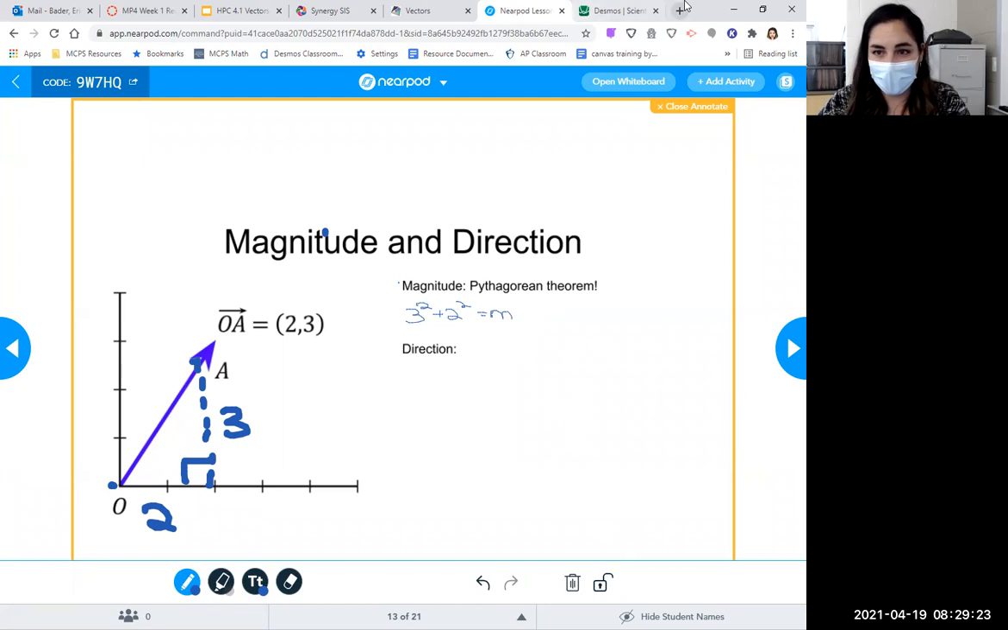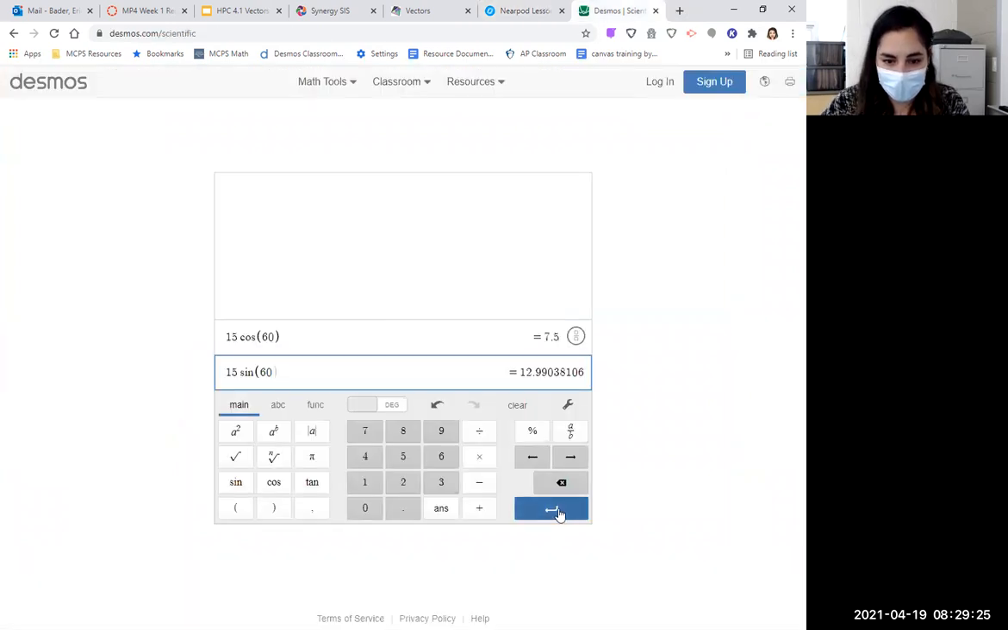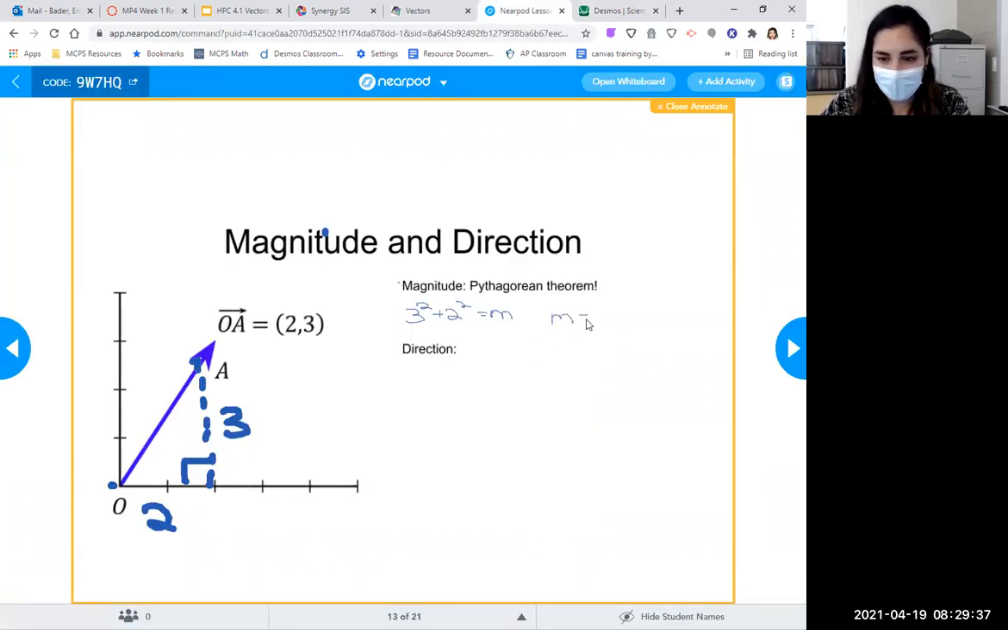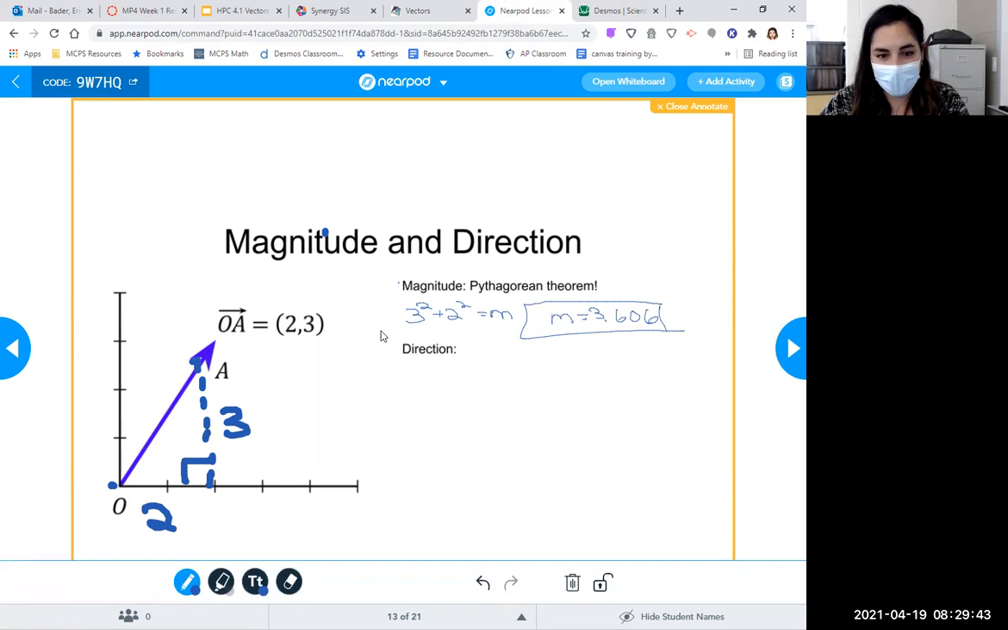Okay, so we can go to our calculator and hit square root of 3 squared plus 2 squared, and we get 3.606. So I'm just going to round to 3 decimal places. 3.606. Okay, so that's how we would find the magnitude.